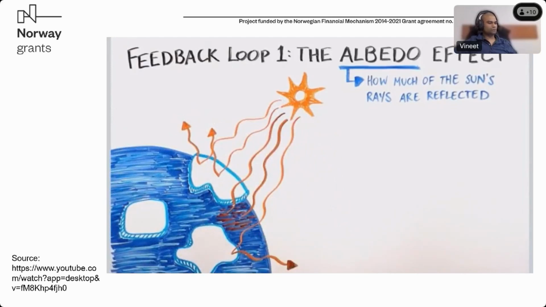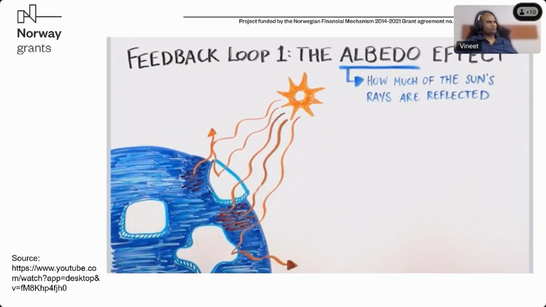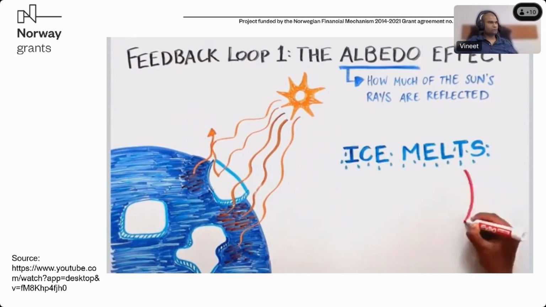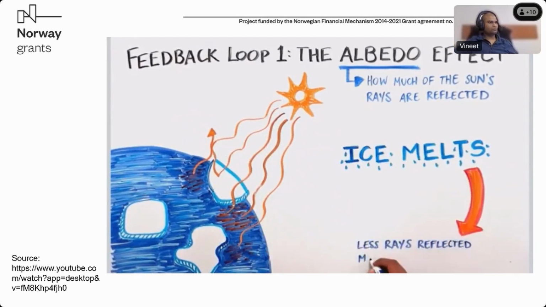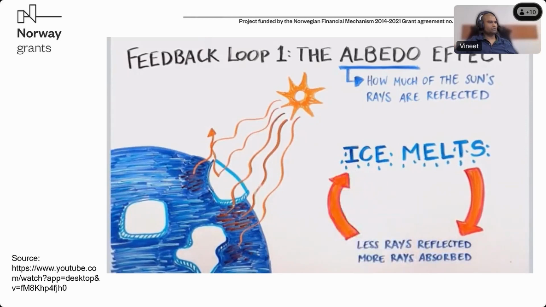Due to man-made climate change, some of the white ice in the Arctic Circle has melted. With less ice present, more of the sun's rays are absorbed by the dark water, causing the ocean to heat up and more ice to melt. As you can see, this loop reinforces itself, accelerating the consequences of warming in the Arctic Circle.